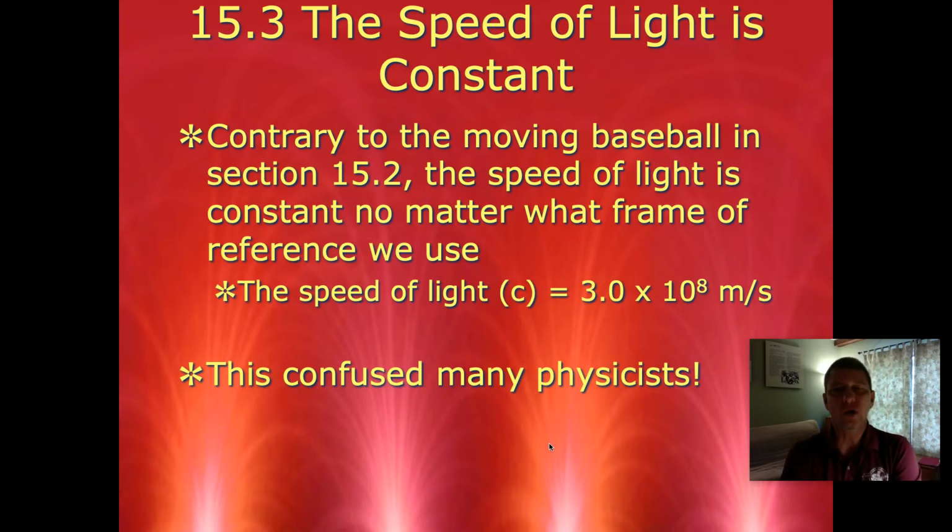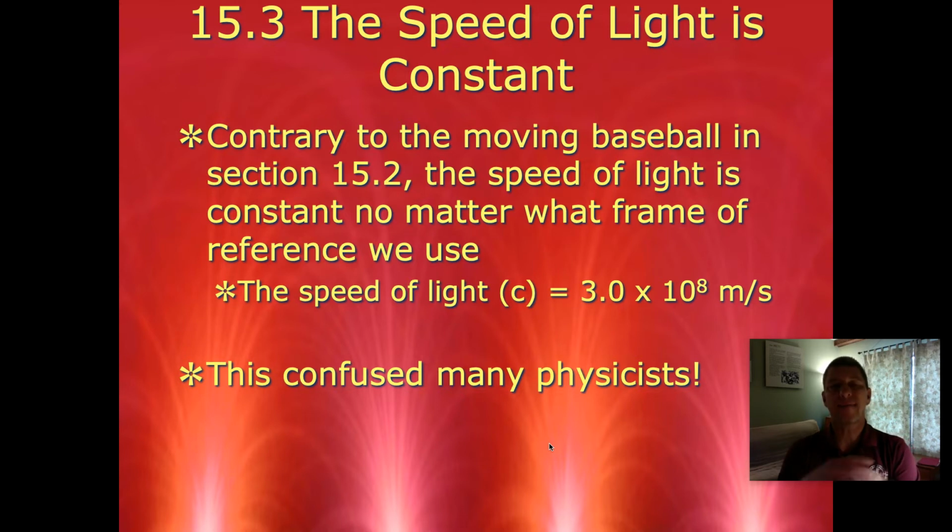So contrary to the moving baseball in section 15.2, the speed of light is constant no matter what frame of reference we use. It always comes out to be 3.0 times 10 to the 8th meters per second. The speed of light is abbreviated with the constant little c. This is the c, by the way, from Einstein's famous equation, E equals mc squared.